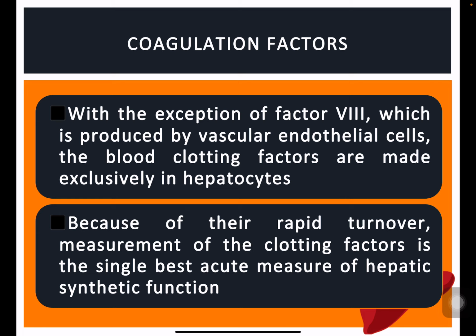So the coagulation factors, with the exception of factor 8, which is produced by the vascular endothelial cells, are made exclusively in the liver. So because of their rapid turnover, the measurement of the clotting factors is the single best acute measure of hepatic synthetic function.